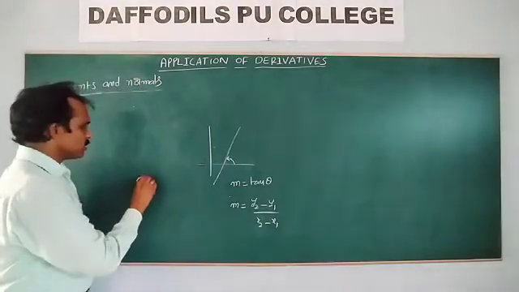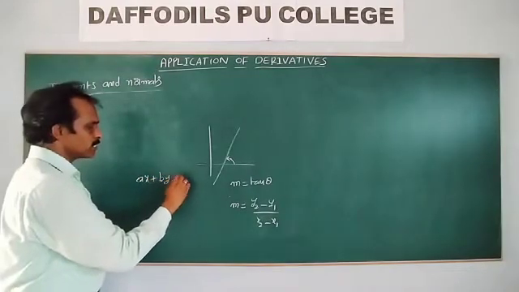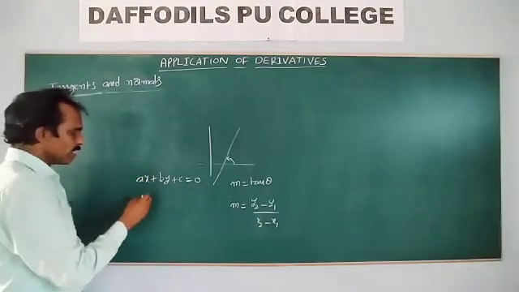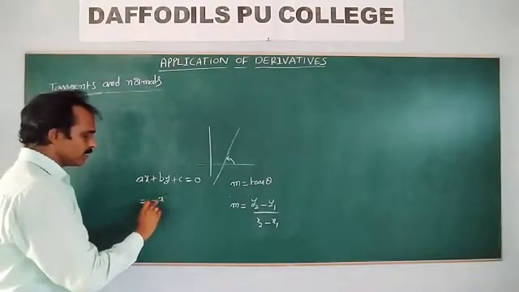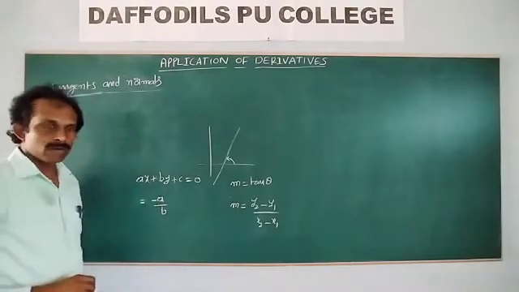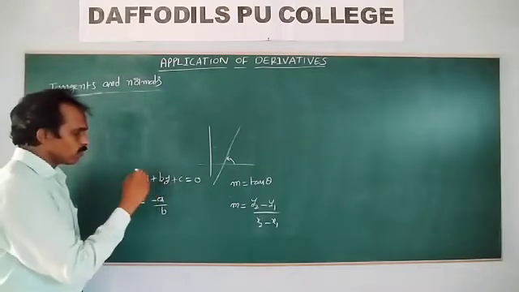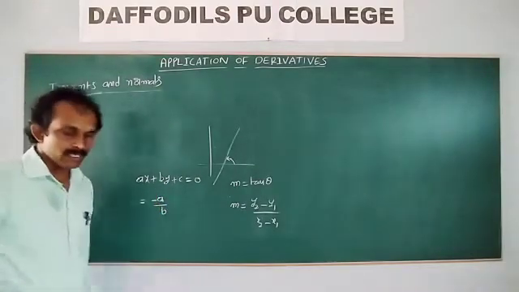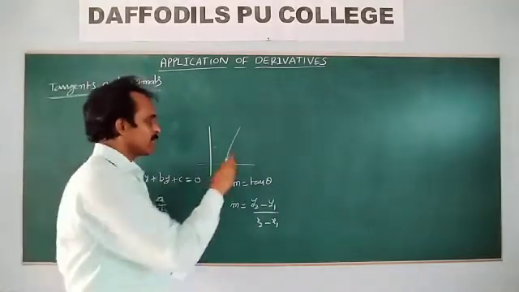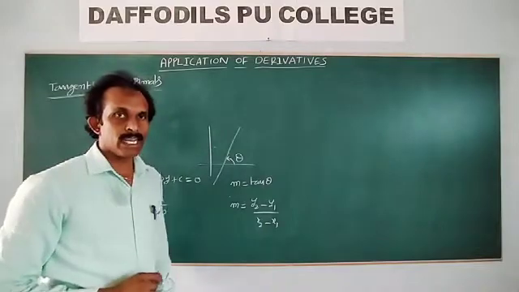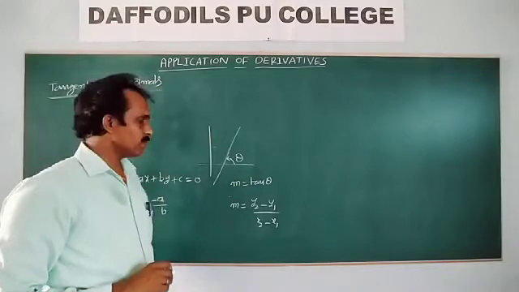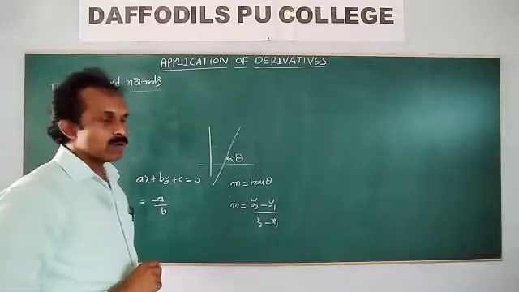Suppose this is the line ax plus by plus c is equal to 0, a linear equation. What is the slope? Minus of the x coefficient divided by the y coefficient, that is, minus a by b. This is the slope of the line making some angle theta in the anti-clockwise direction, or the line passing through two points x1, y1 and x2, y2.